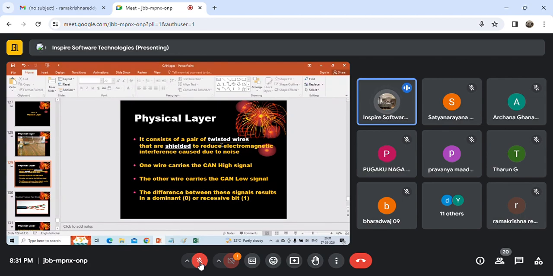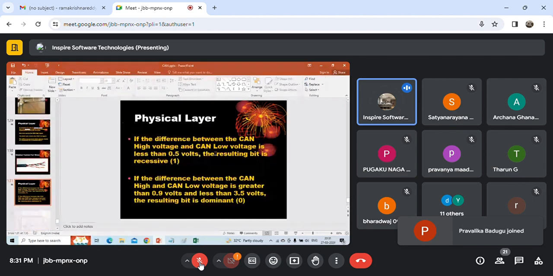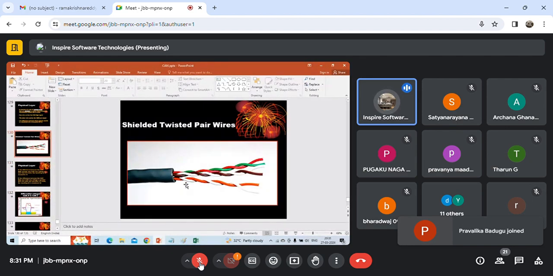So when the electricity is passed through the wires, there will be a magnetic field created around it. In order to minimize that magnetic field, the cables are twisted. So one pair of shielded twisted wires are used for the CAN communication. Among these twisted wires, you can see the white and red color twisted here.